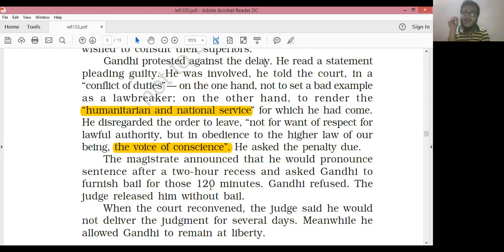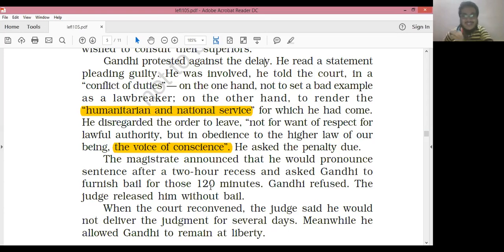So see the trick of the judge. Indirectly he wanted to send Gandhi to prison instead. But Gandhi refused. See, Gandhi knows the rules. Gandhi understands the system. So Gandhi refused, and the judge released him without bail.